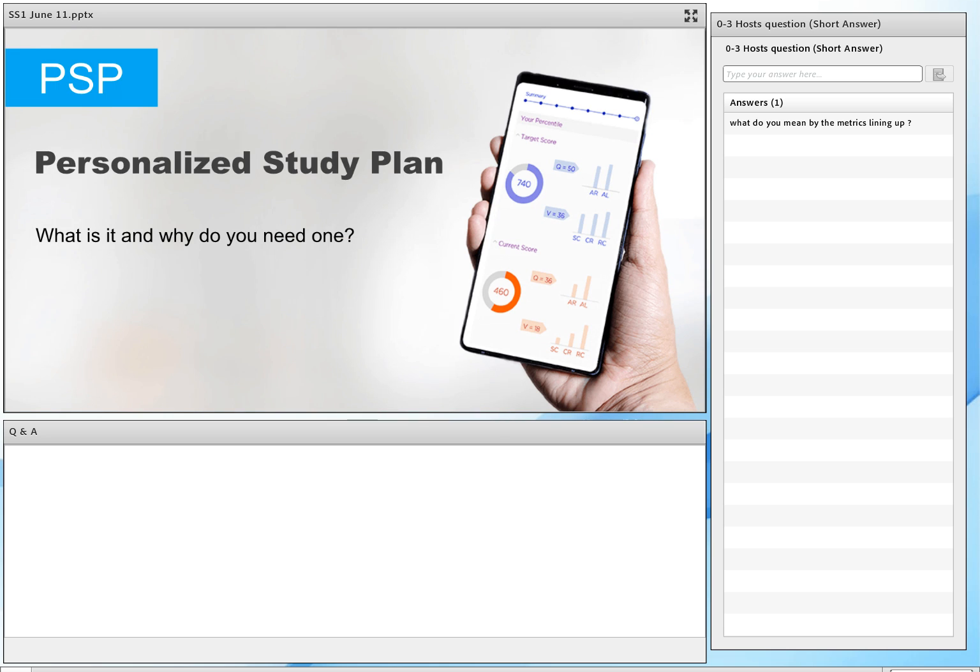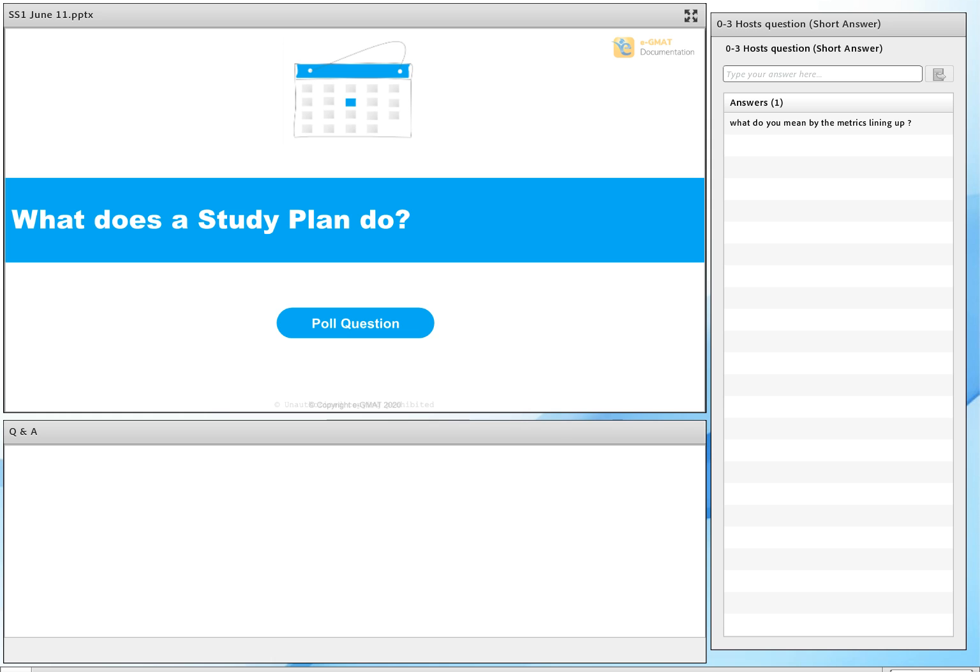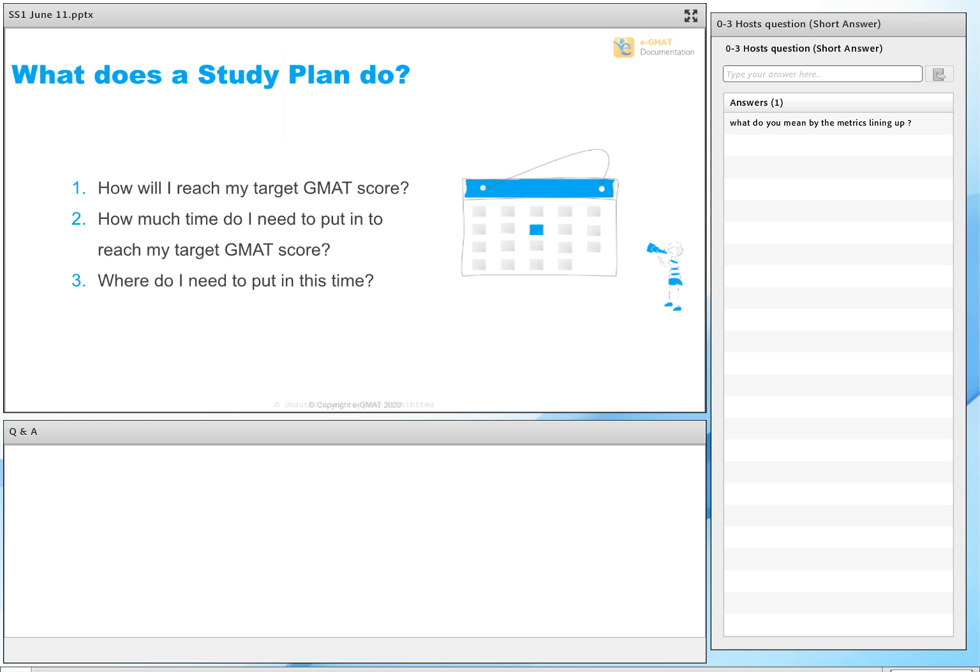Okay. So let's talk about personalized study plan. At eGMAT, when we ask ourselves this question, what should a study plan do? There are 3 answers that we want you to have. One is, we want you to be able to visualize how you're going to reach that target GMAT score. Number 1. Number 2, we want you to know exactly how much time you would need to get to that score. So you're visualizing not just the ability scores in various subsections, you are also visualizing the sequence of preparation. You have that calendar view in your mind.